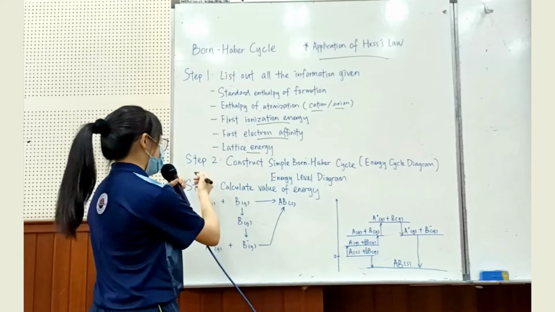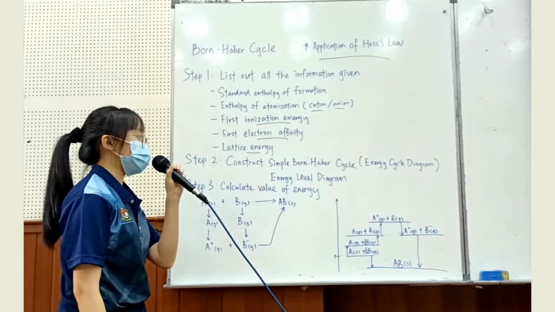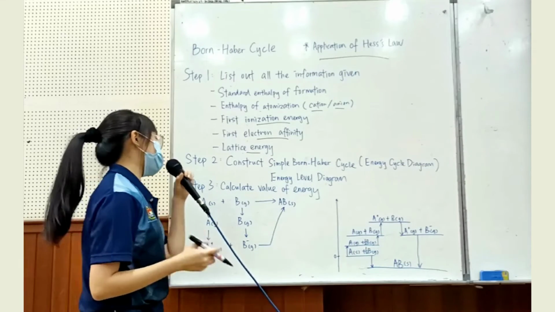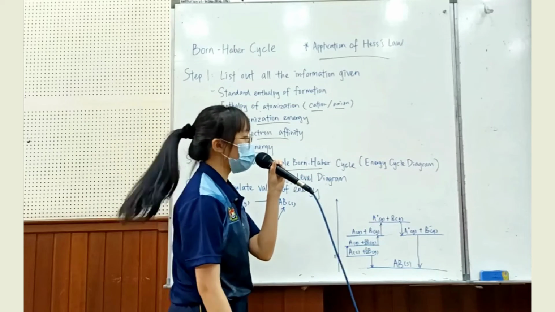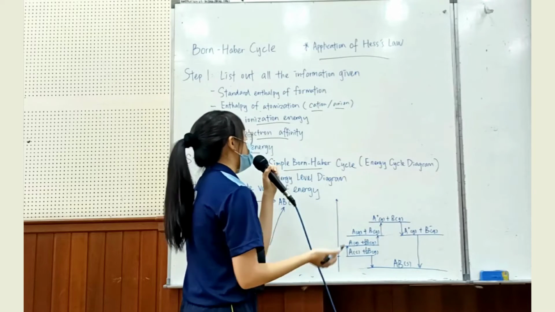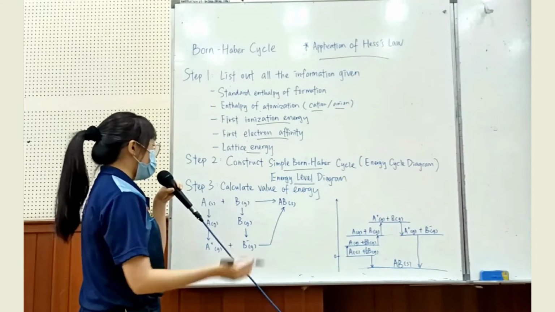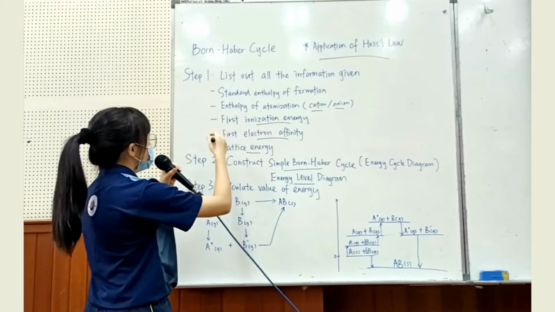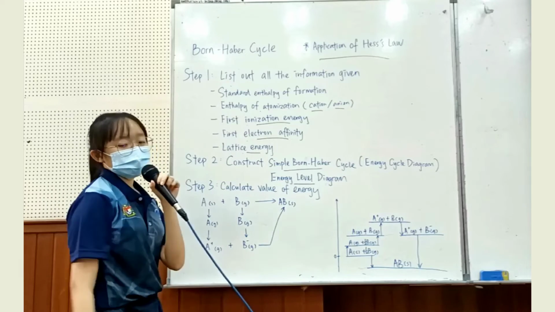Step 2 is to construct the Born-Haber cycle. We will have two types of the Born-Haber cycle. The first one is the simple Born-Haber cycle, we also call it the energy cycle diagram. And the second one is the energy level diagram. And after having all the information, we will need to label the enthalpy.